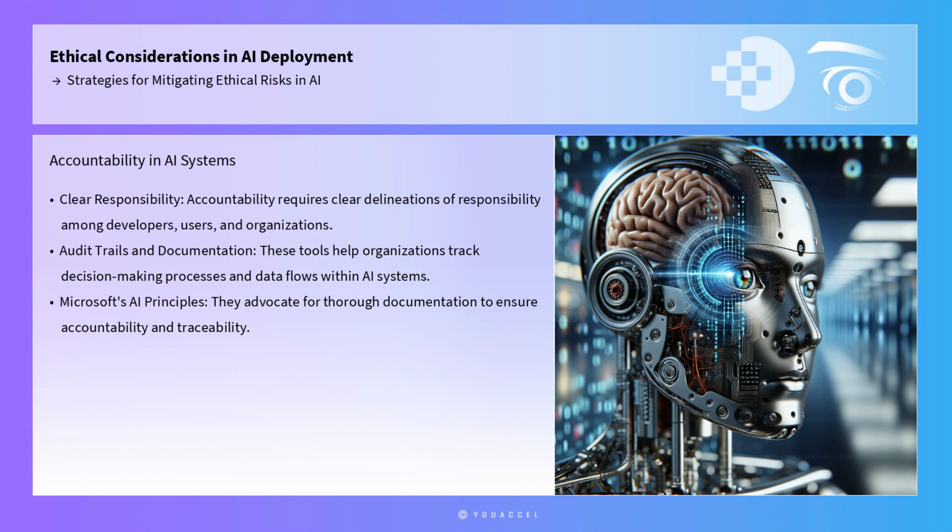Accountability in AI systems requires clear delineations of responsibility among developers, users, and organizations. One approach to achieving accountability is through the use of audit trails and documentation. These tools help organizations track decision-making processes and data flows within AI systems. For instance, Microsoft's AI principles advocate for thorough documentation of AI systems to ensure accountability and traceability. Such documentation can prove invaluable in cases where AI decisions are challenged, providing a clear record of how decisions were made and by whom.